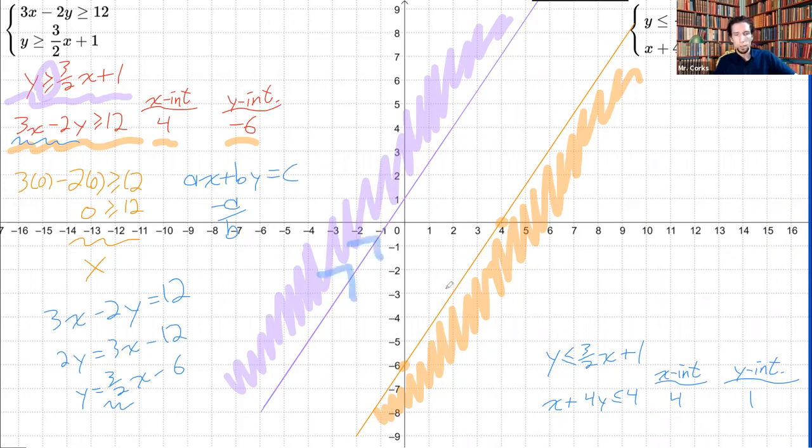So currently, in our graph, they have no area of overlap, and they are parallel, so they will never cross, so they never will have any area of overlap in either direction as far as we go. So this system of inequalities has no solution. There's no point on the graph where the two overlap. There's no point that is a solution to both of them. Okay, so there's our solution. That's one type of special case that we could have here. No overlap.